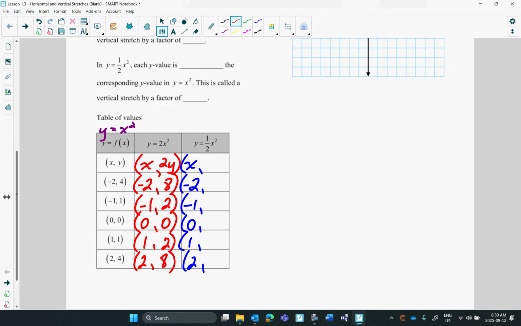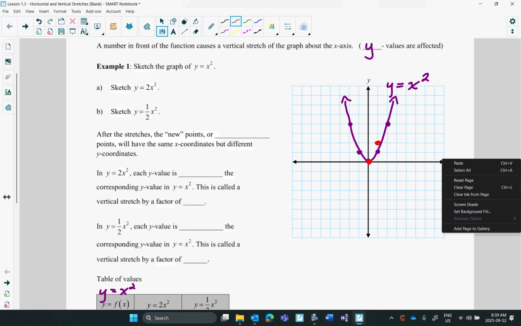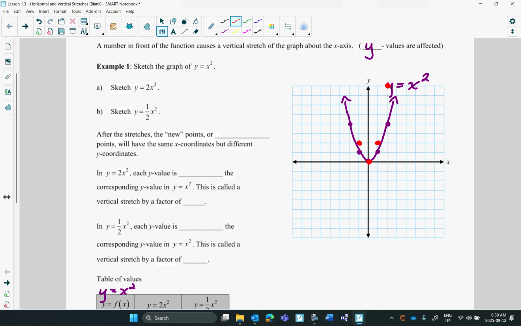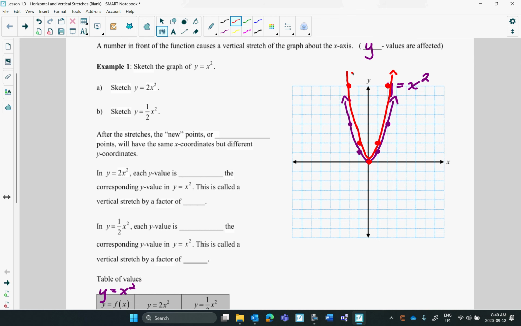So what does this look like on the graph? Well, this stays the same. The -1 and +1 become 2. And the -2 and the +2 become 8. So this is nothing new. That's y equals 2x squared.